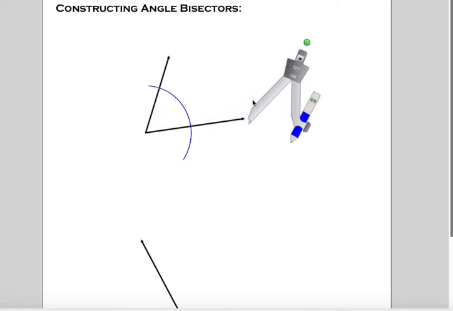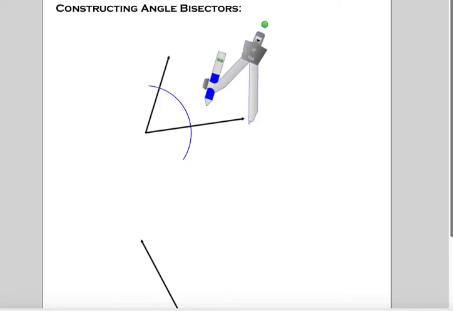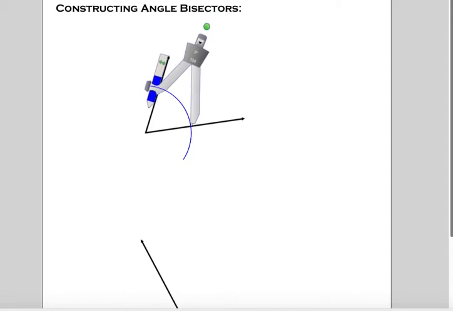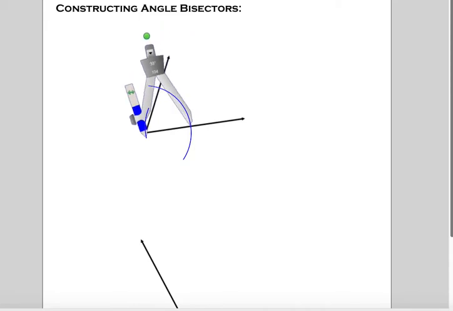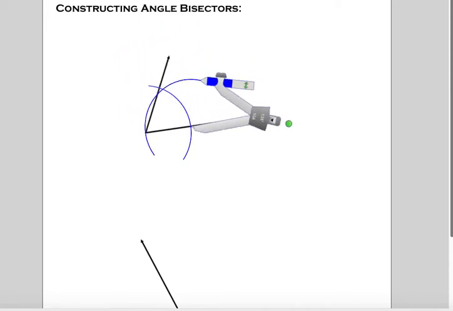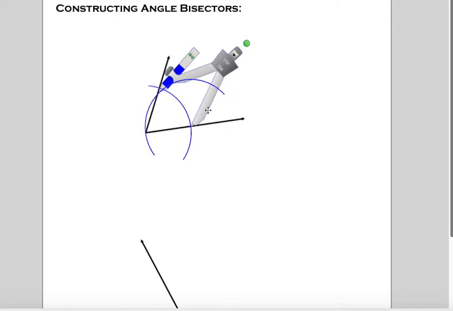Then using the same opening, you're going to do an arc from this dot, making like a half circle towards the inside of the angle. And you're also going to go from this dot, making a half circle towards the inside of the angle. So right now I'm going to make the one from this side of the angle, using the same opening. I like to do a half circle, some people don't do the entire half circle.